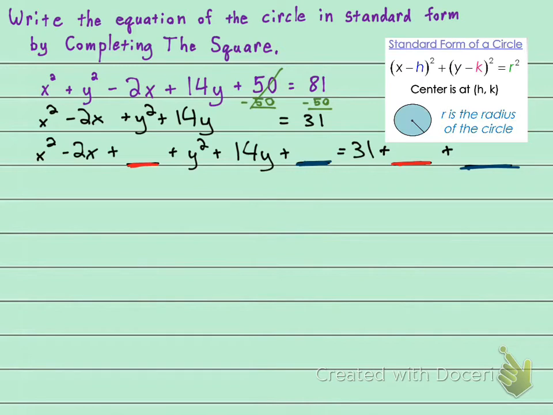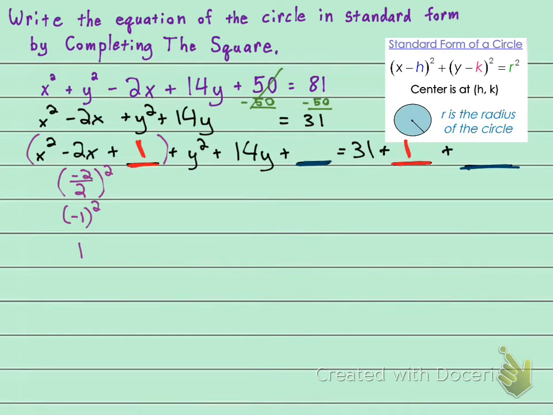Now, to find the perfect number that goes here, I need to take half of the middle coefficient and square it. So for the x part, half of the middle coefficient, which is negative 2, is negative 1, and then square it. Negative 1 squared is negative 1 times negative 1, which is a positive 1. So the number that goes here is a positive 1. And that also needs to go on the right.